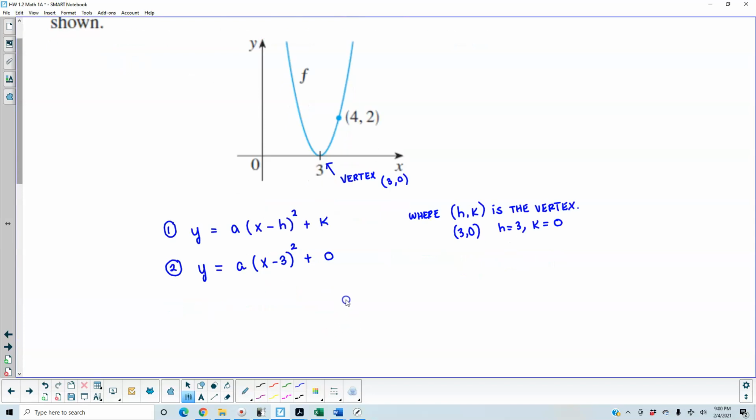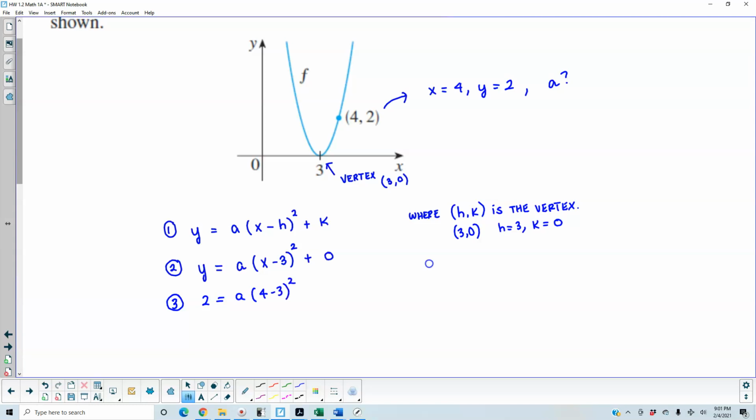But we still need to figure out what this function is. So now we need to use the ordered pair 4, 2. So we want to use the point 4, 2. So that means that x is equal to 4 and y is equal to 2. And that's going to allow us to solve for a. So plugging that in, we know that y is 2, and we know that x is 4.